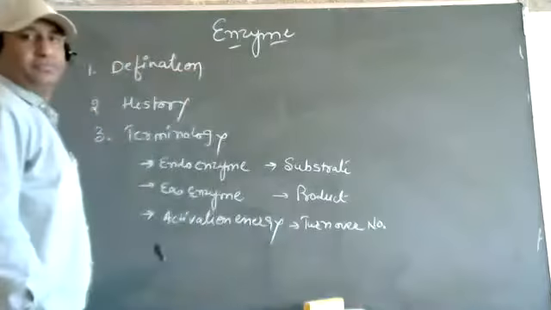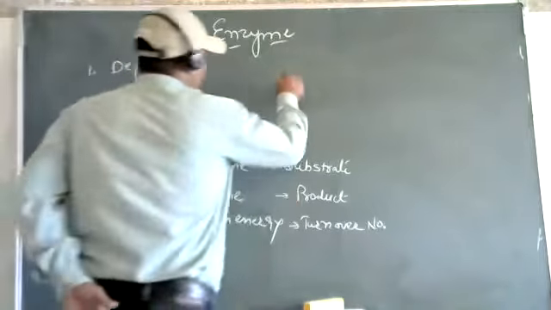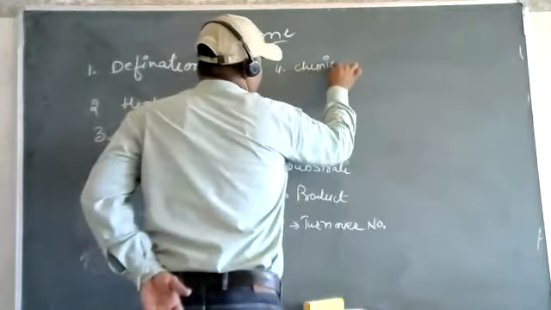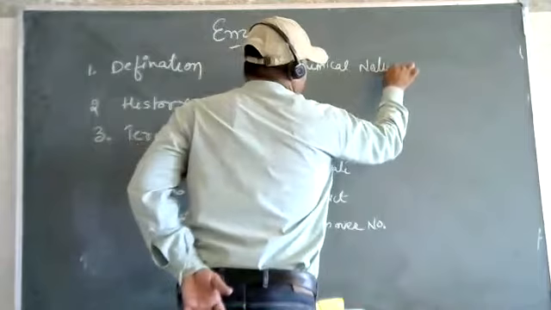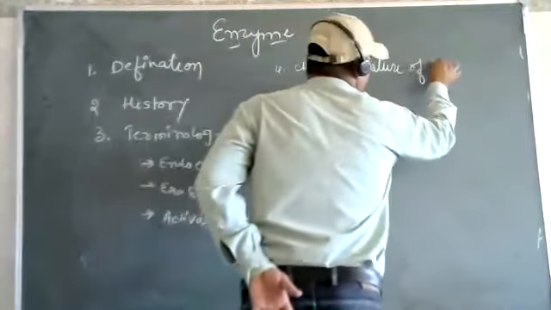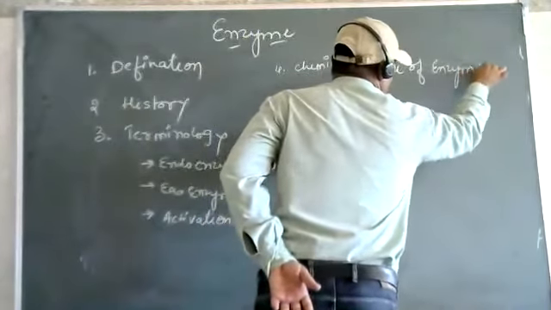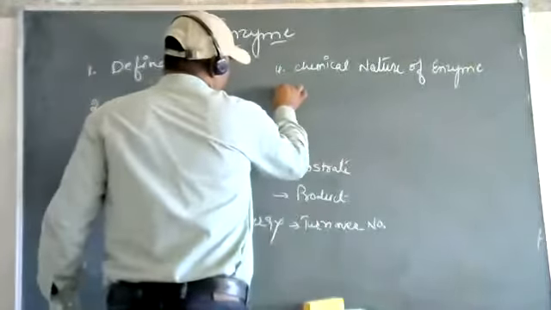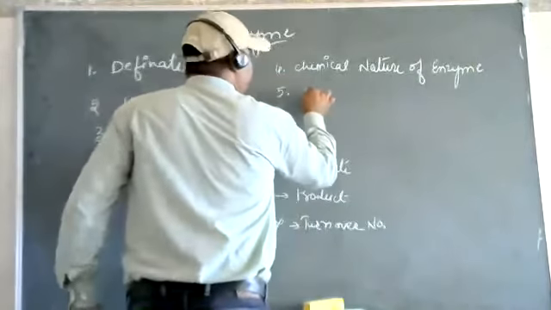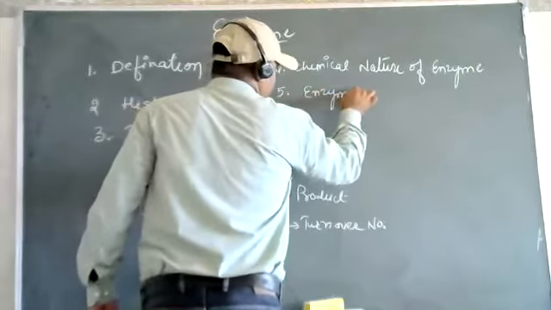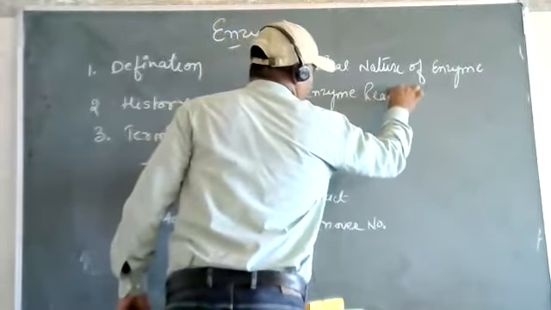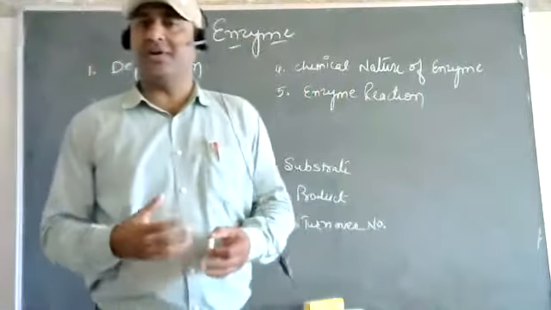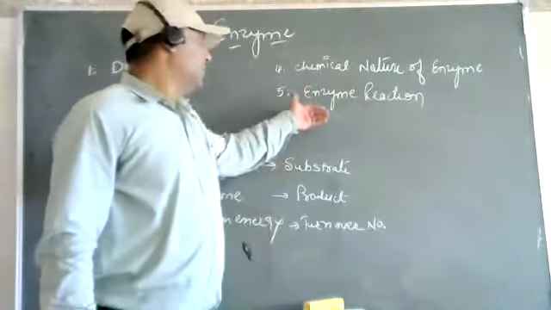Next, number four, the chemical nature of enzyme. What is the chemical nature of enzyme? We will discuss in topic 4. Number 5, the enzyme reaction. How the enzyme works and converts the substrate or reactant into the product. We will discuss in topic 5.